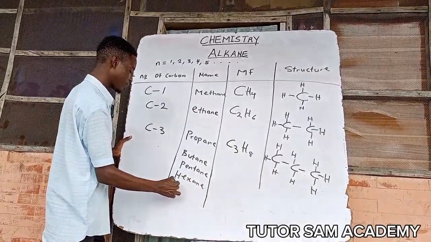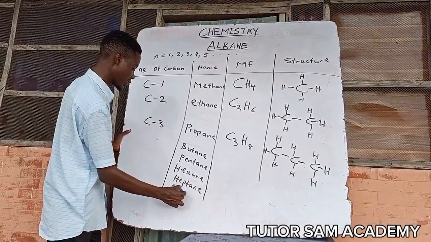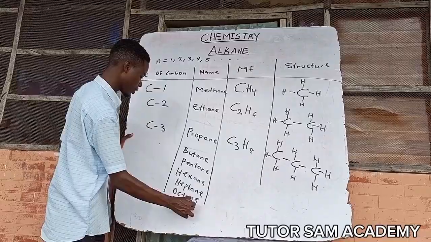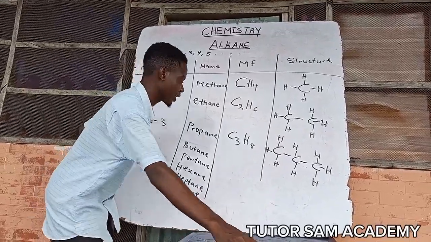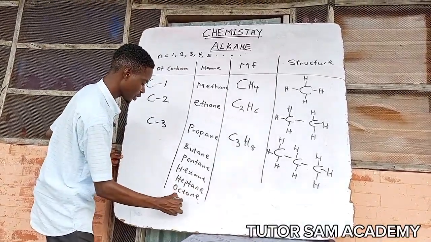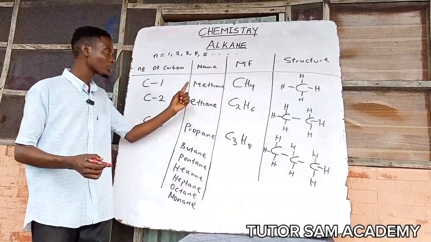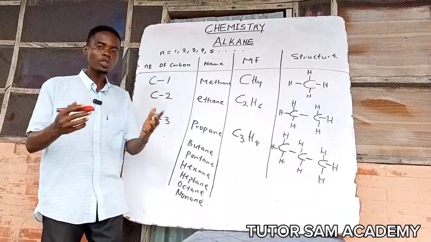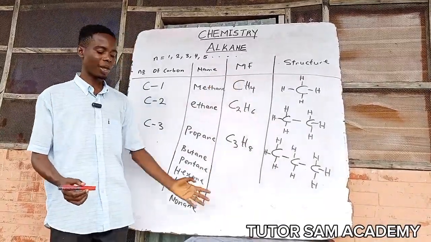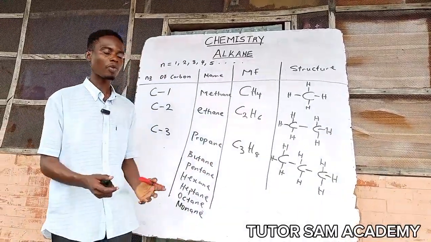We have heptane, which is 7. We have octane, which is 8. Nonane before decane. So we have nonane. And finally decane. So these are all the members of the alkane series. So do yourself well by trying to practice the structure and the molecular formula. So that is all about the family of alkane.